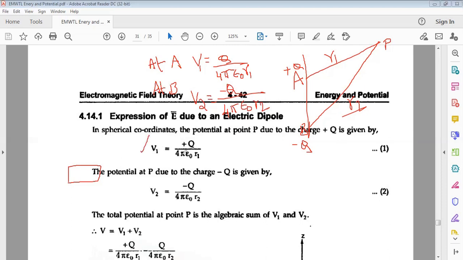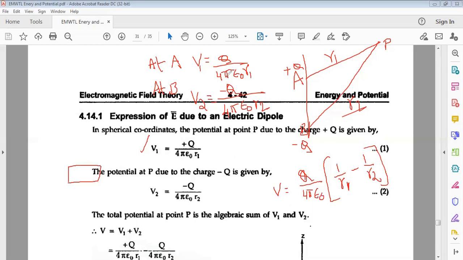So V1 is equal to Q by 4 pi epsilon naught R1 at the point A, and the potential due to the charge minus Q is given by V2 is equal to minus Q by 4 pi epsilon naught R2. The total voltage V is equal to V1 plus V2. The common term is 1 by 4 pi epsilon naught, and Q is also a common term. For the first one it is 1 by R1, and the second one is minus 1 by R2.